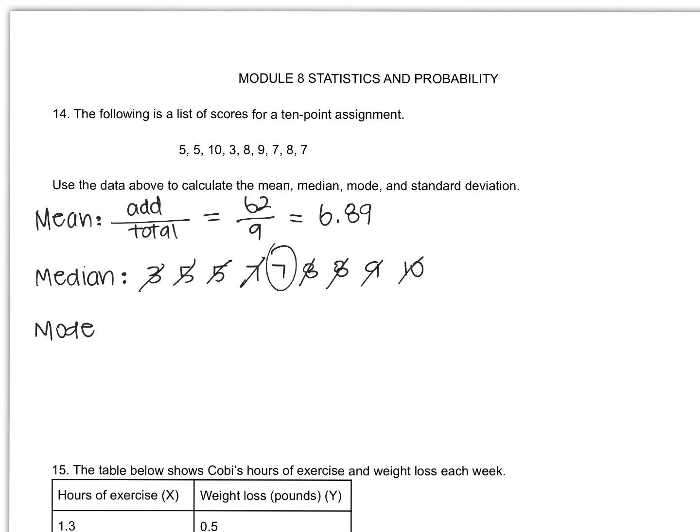All right, next we have mode, which stands for the most common number. Now there could be no mode if no numbers appear more than once. There could be just one mode, or there could be multiple modes. And in this case, we have multiple modes because the numbers 5, 7, and 8 all appear twice. So all three of them are a mode.